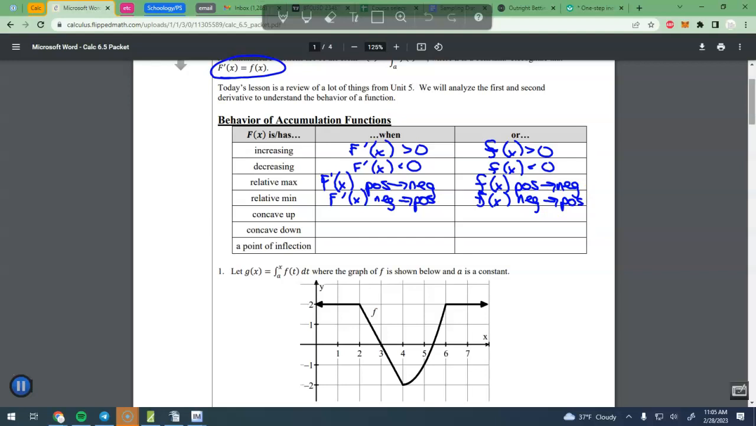Alright, concave up happens when the second derivative is greater than 0. What we're trying to get across is if it's the second derivative of capital F, what is it for lowercase f? The first derivative. So lowercase f prime of x has to be greater than 0. Concave down is the opposite.